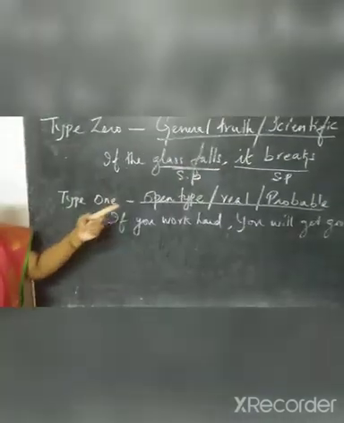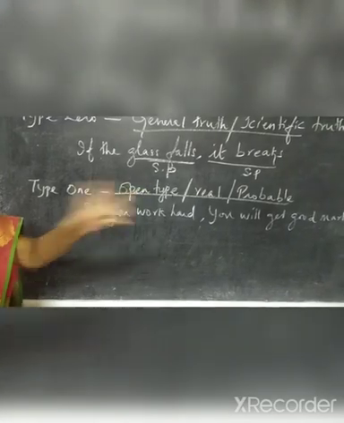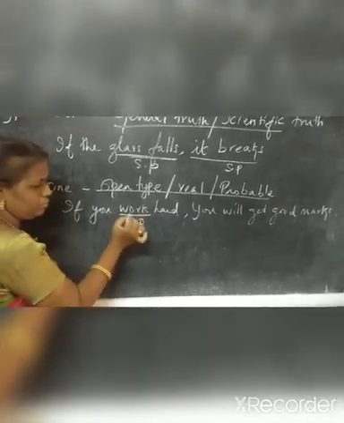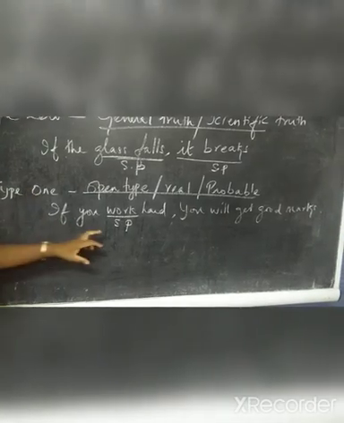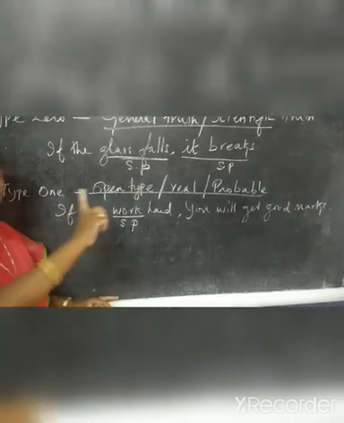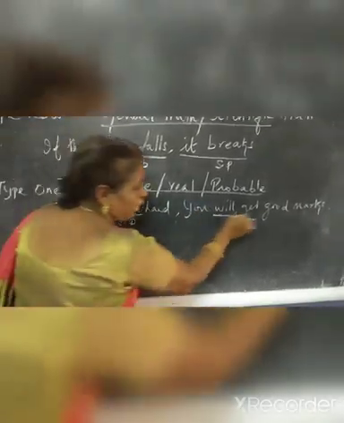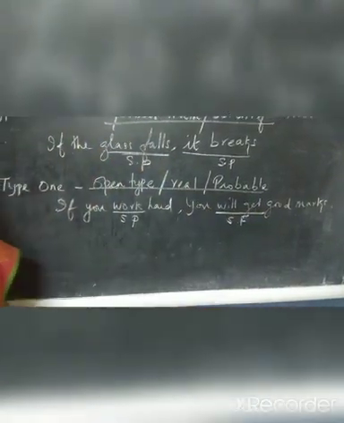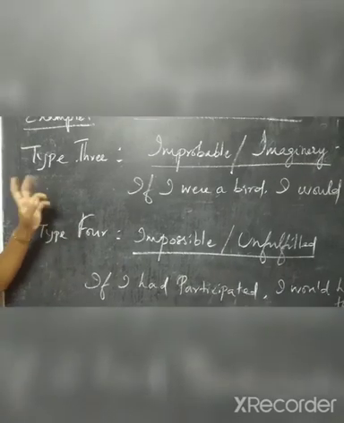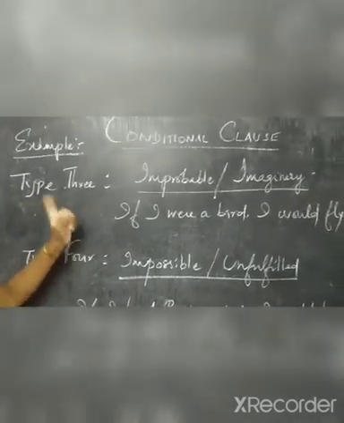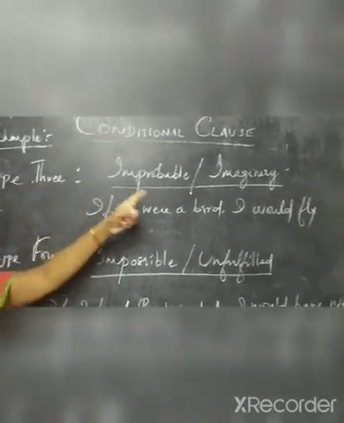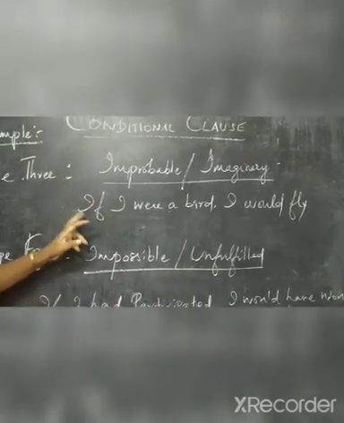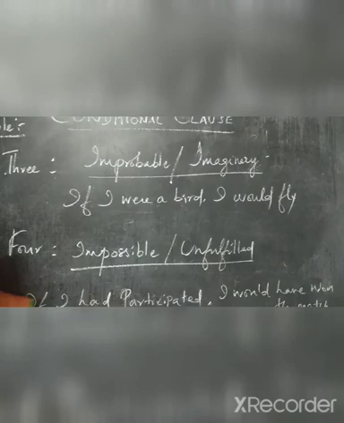In type 1, I already told you, open type, real or probable. If you work hard, the verb is simple present. So if the if clause is in simple present, the main clause is future tense, simple future, will get. Okay students, now we are going to learn type 2. What is type 2? Improbable and imaginary, not real, it's unreal. So you see the sentence now. If I were a bird.